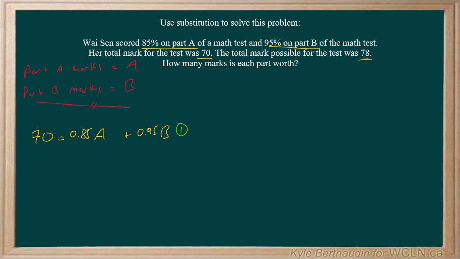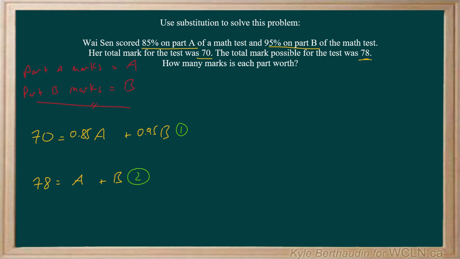The second equation comes from the amount of marks on the test. So the total amount of possible marks that you can get is 78. And you can get them from part A and part B being added together. As simple as that. Some marks from A, some marks for B, they add up to 78. We'll call that equation 2, just to be clear on things.